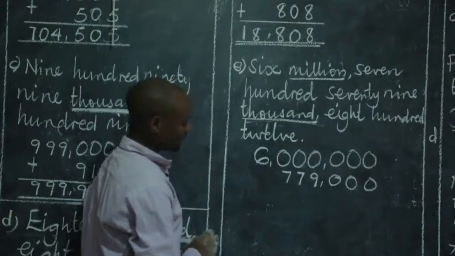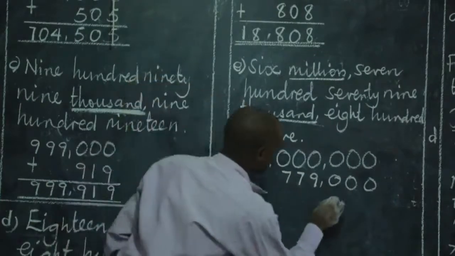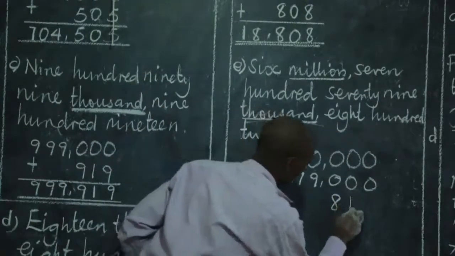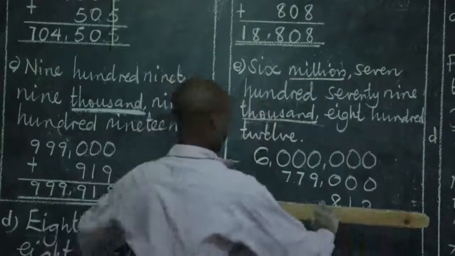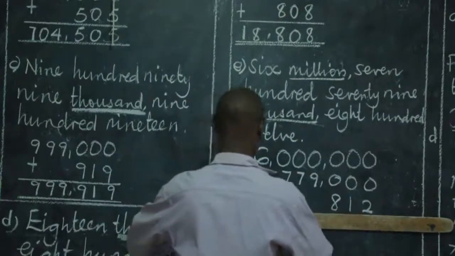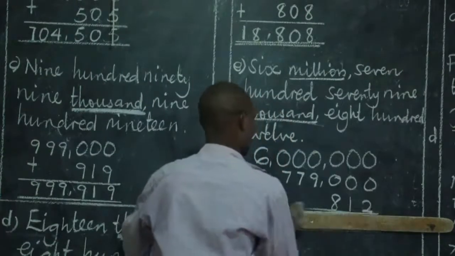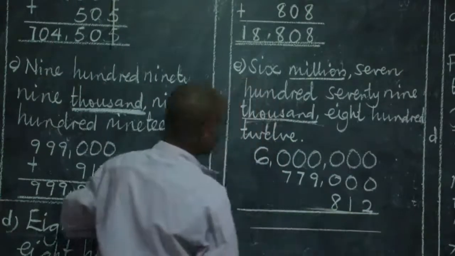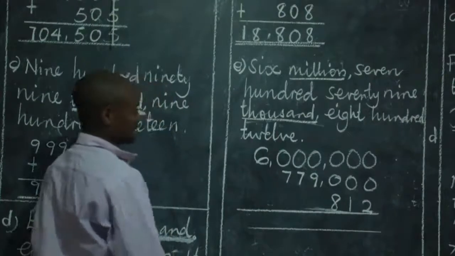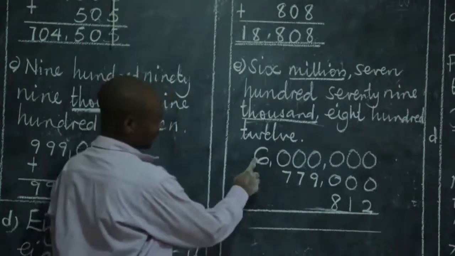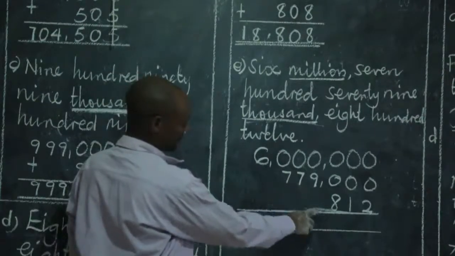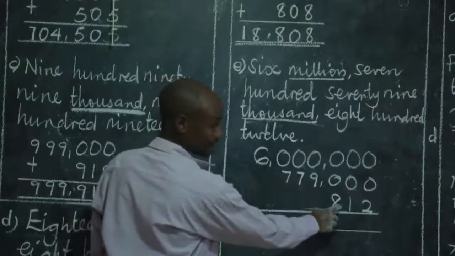812. How do we write 812? That is 800, then 12. So we add. If you are very keen, you must have seen that I have numbers in millions, I have numbers in thousands, I have numbers in units.